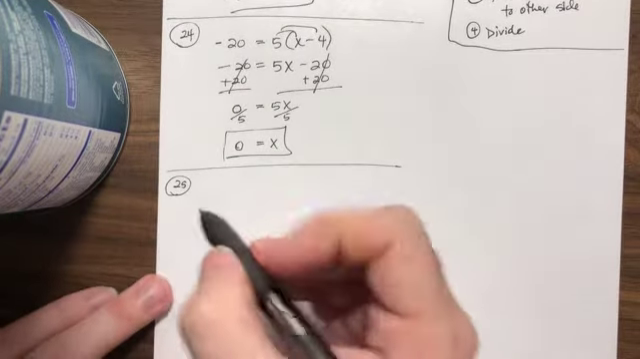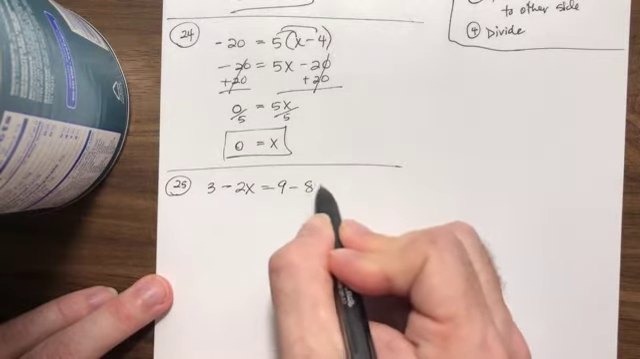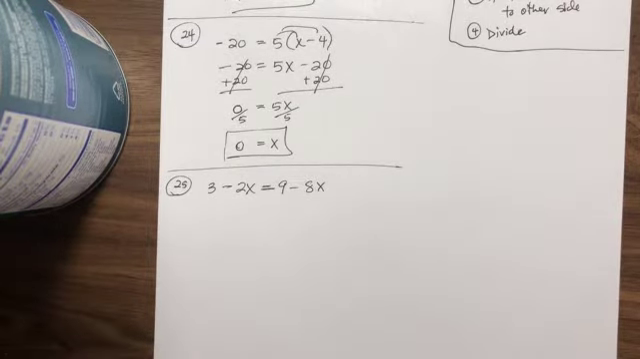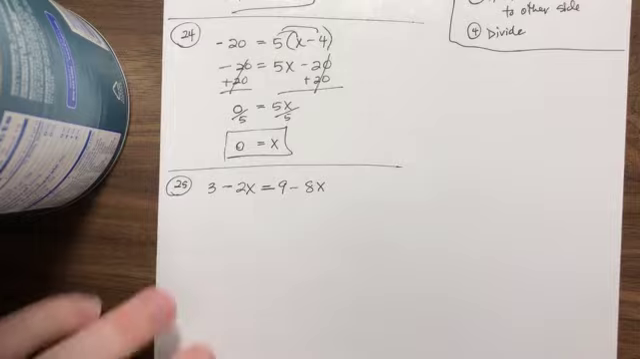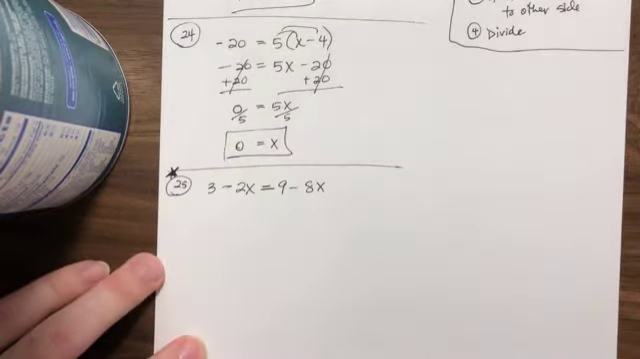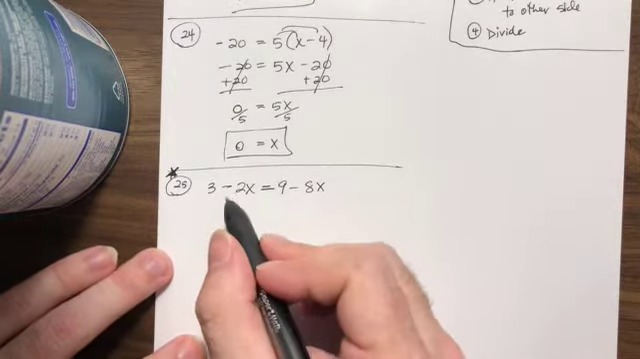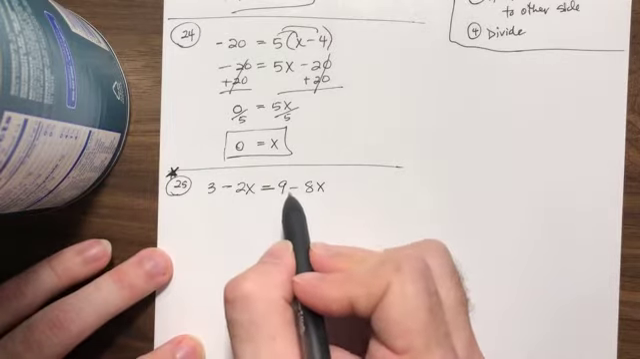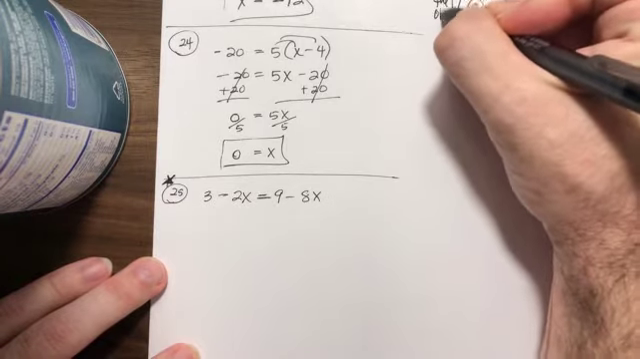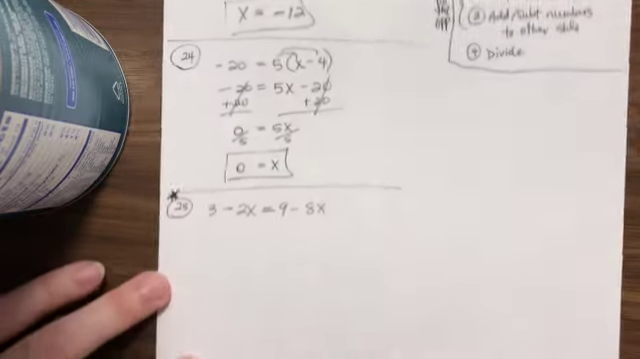All right, number 25. We got 3 minus 2x equal to 9 minus 8x. This one, yeah, this one you should put a star next to. All right. We want x's on one side, numbers on the other. Now, the thing is, for both of these, remember, we're doing the opposite. Do the opposite. So if you see a plus, do a minus. If you see a minus, do a plus, right?